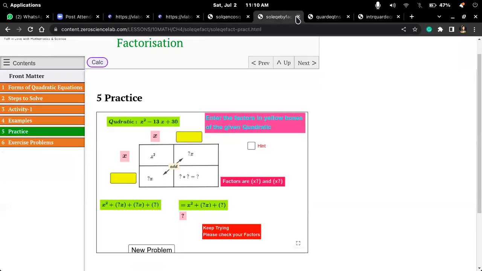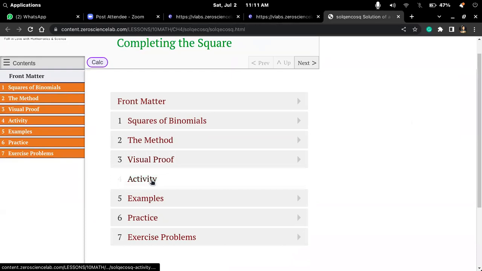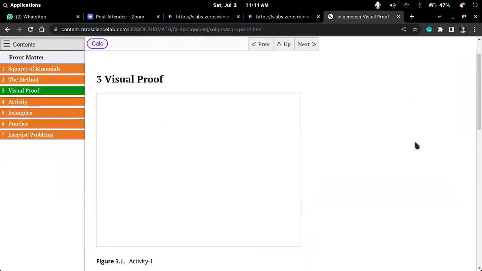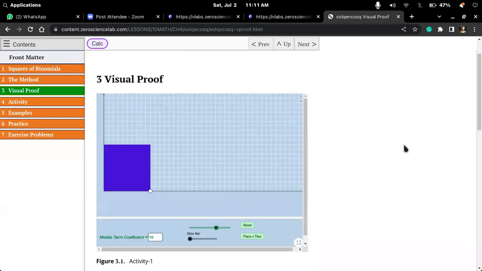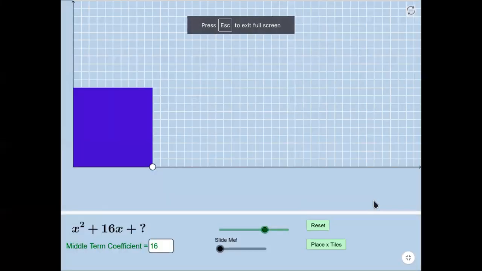Now this is the method of completing the squares. Yeah, this is the visual representation, and later we can.